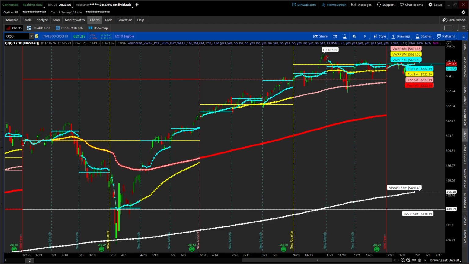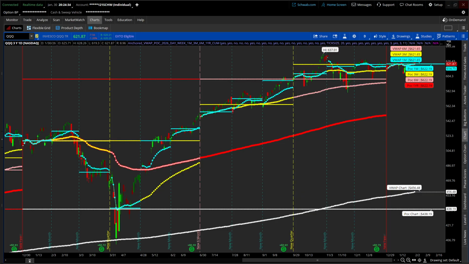If price is above VWAP, buyers are in control. If price is below VWAP, sellers are in control. If price is near VWAP, the market is balanced. Institutions use VWAP as a benchmark. Buying below VWAP means good execution. Selling above VWAP means good execution. That's why price reacts to VWAP so consistently.